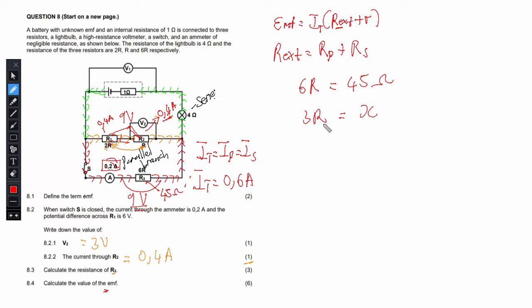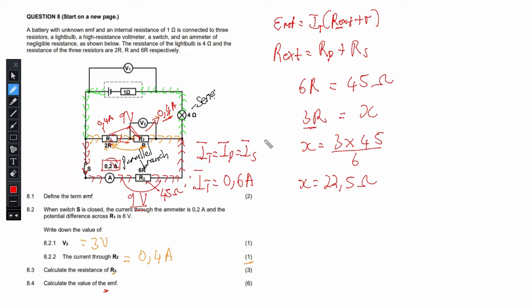And then if we are to do the maths here, X is equal to 3 times 45 over 6, right? So I'm just going to do away with the R there. And then when you punch that in your calculator, X gives you 22.5 ohms, right? So that means 3R here will represent 22.5 ohms, right?